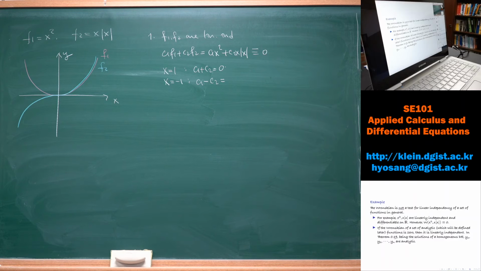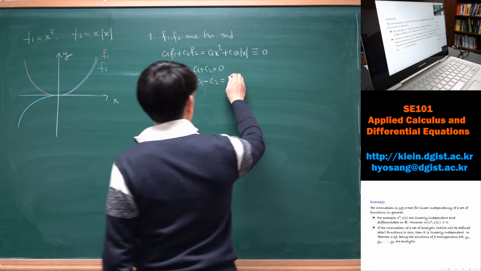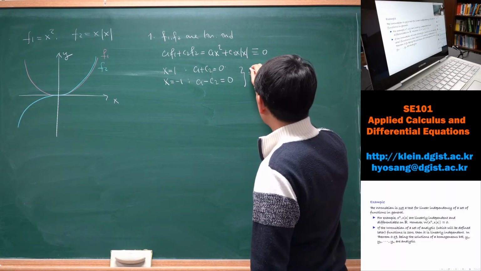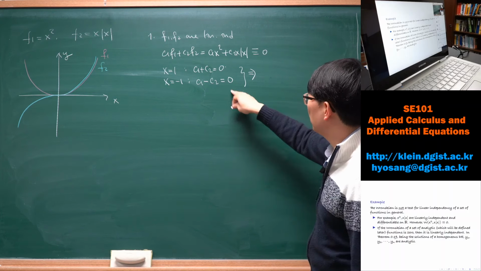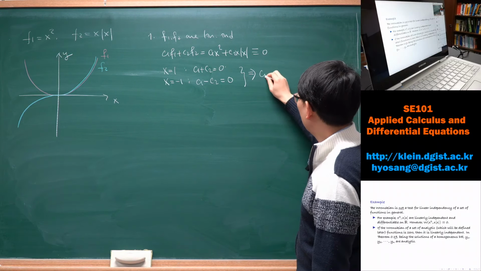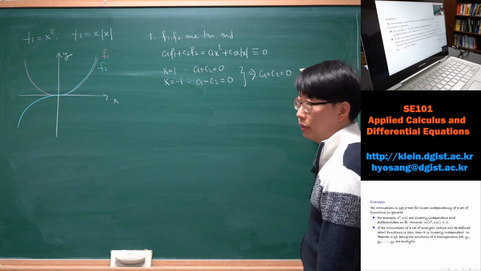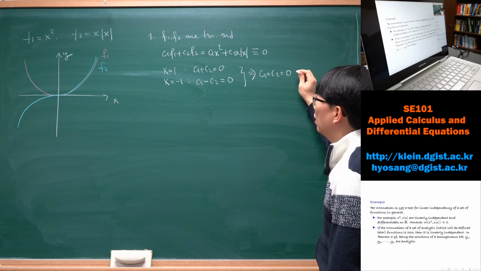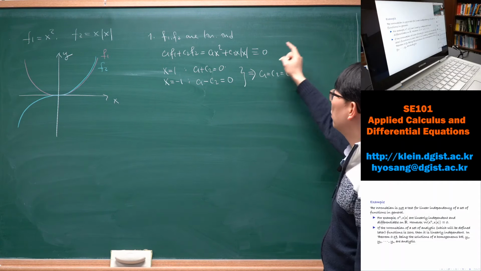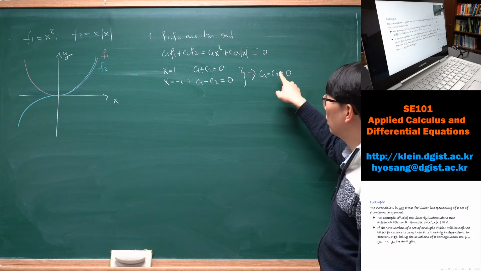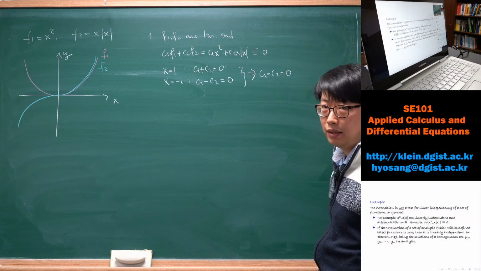So x equals negative 1. Oh yeah, that's right, it's both 0, right? I'm confused. So when x is minus 1, c1 minus c2 equals 0. So it means that c1 and c2 are both 0. So the only constants c1, c2 satisfying this sum identically equal to 0 are the zero constants. So therefore, f1, f2 are linearly independent.